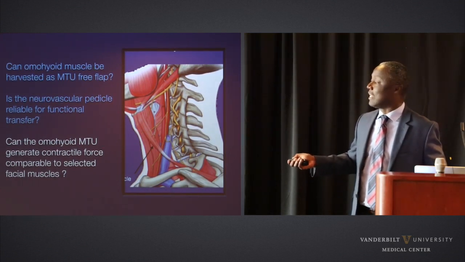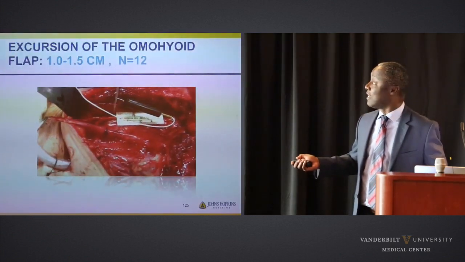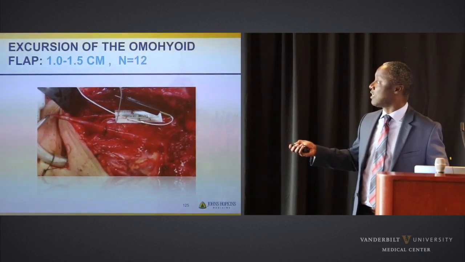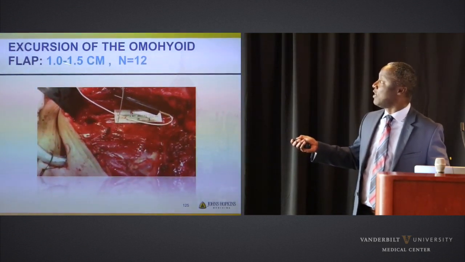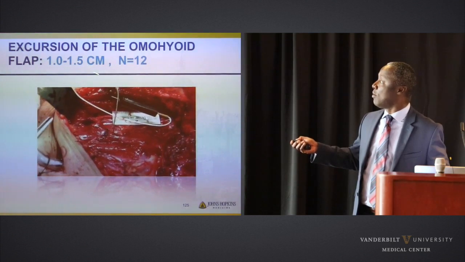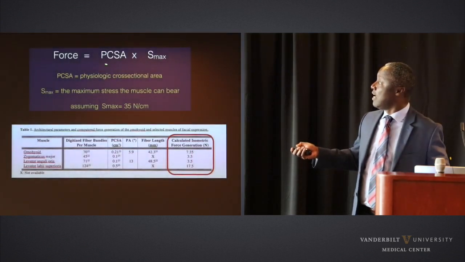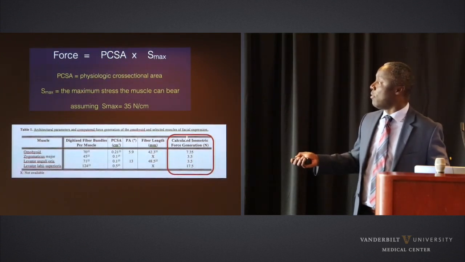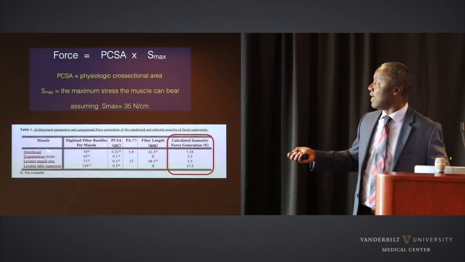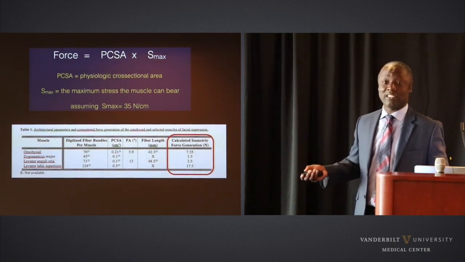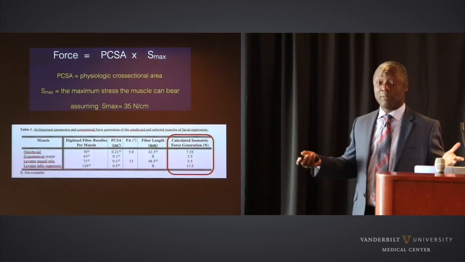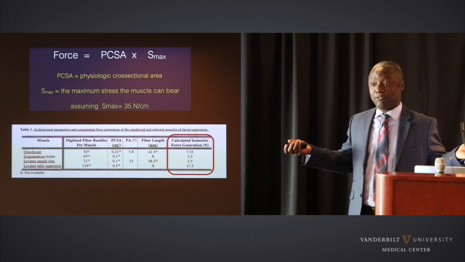The last one was, can it generate enough force? And the answer is actually yes. So I took omohyoid muscles and just did length excursion measurements. And on average, it moves about 1 to 1.5 centimeters. And if you can find the cross-sectional area of a muscle, you can calculate the force that it generates. And for about 10 omohyoids, we did that. And you compare it to the other facial muscles, you see that it actually can generate more force than the zygomaticus major muscle. So the omohyoid muscle is actually a good candidate for a free flap muscle.